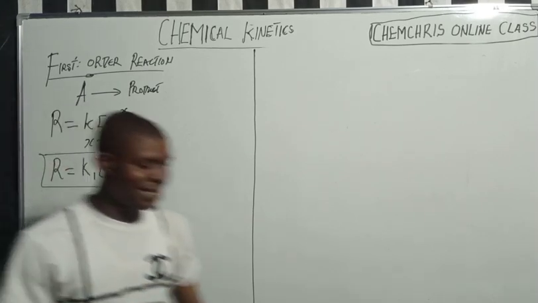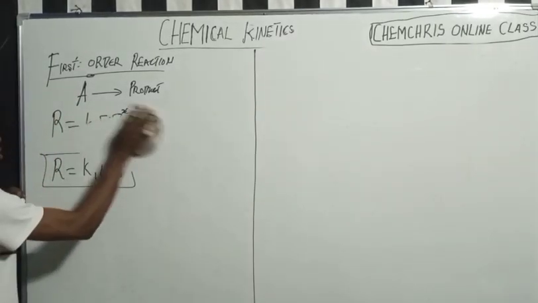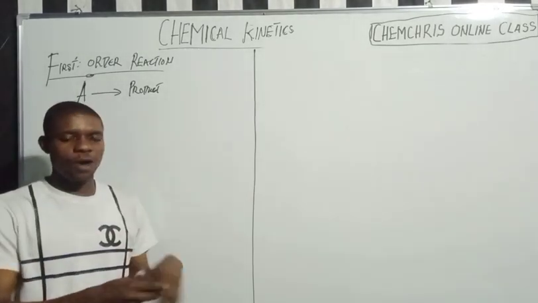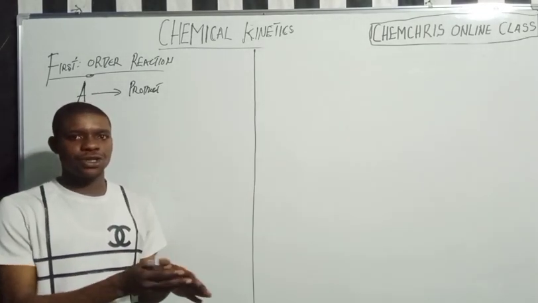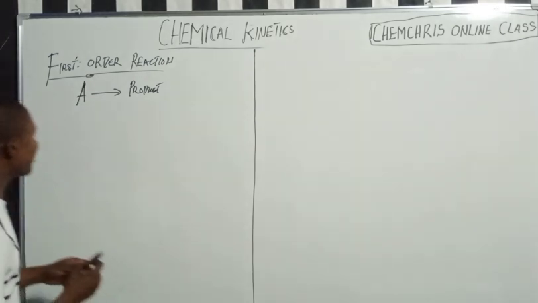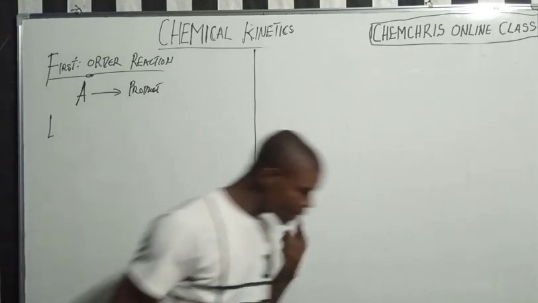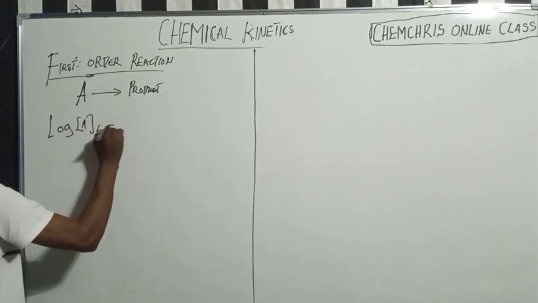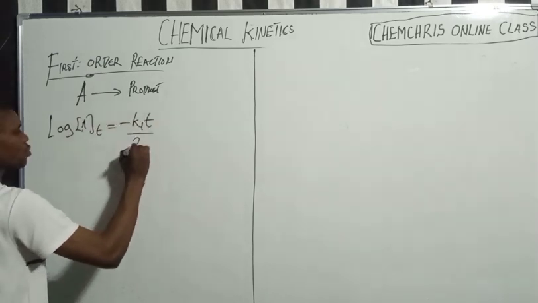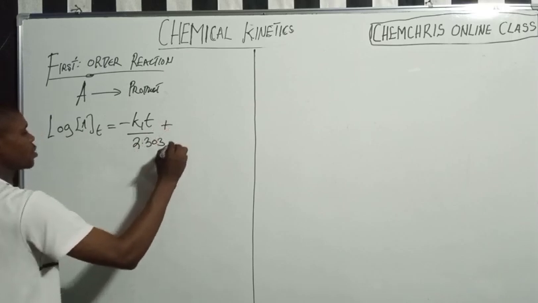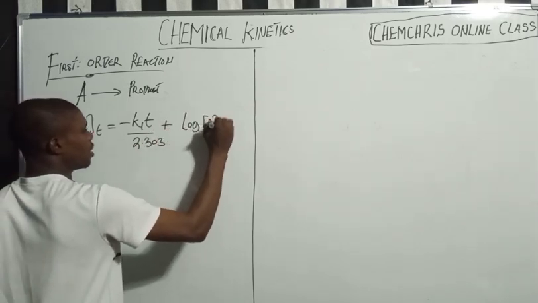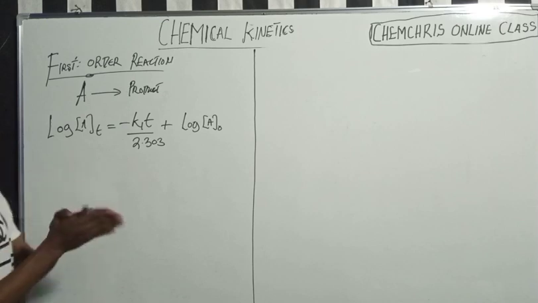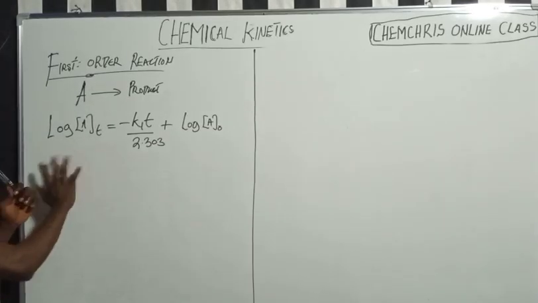Now, when we talk about the integrated rate law, when you want to derive the equation for a first order reaction, you have log At equals minus k1 t over 2.303 plus log A naught. This is the formula for a first order reaction, so it's been derived.